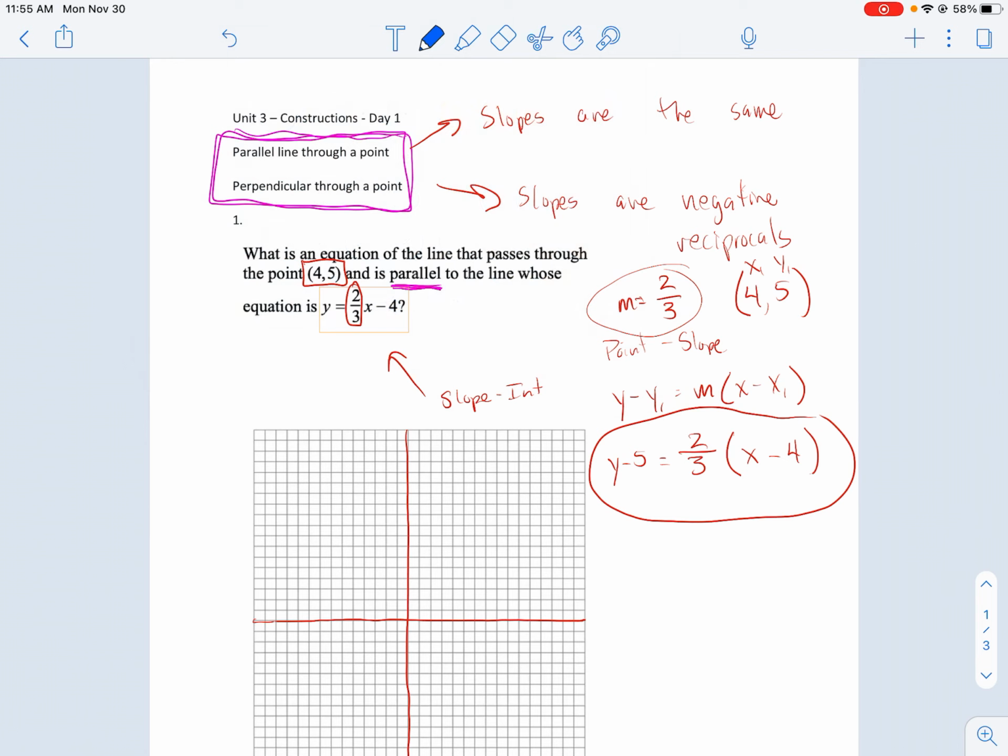So I go 2/3 x minus 4. This right here is our y-intercept, 0, negative 4. So I go to 0, negative 4, and I'm going to go up 2 over 3, up 2 over 3, and so on and so forth.